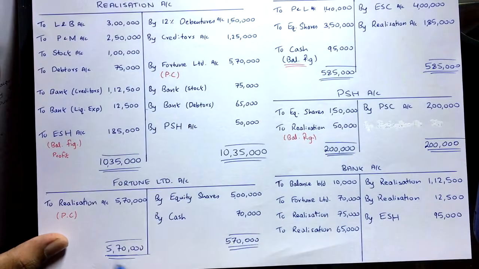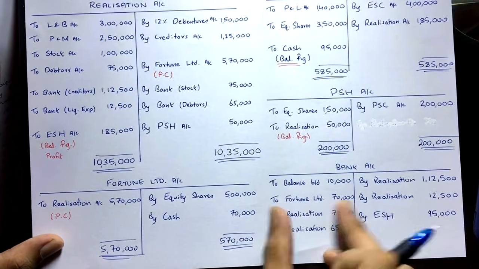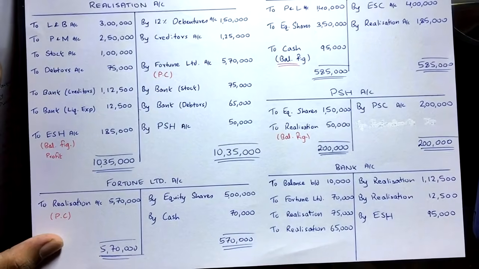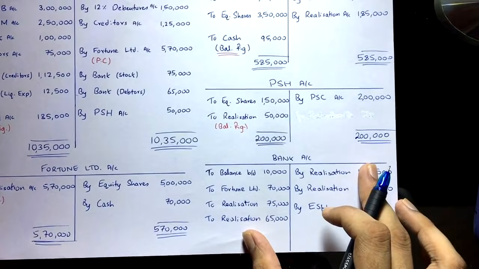Here, do you see any cash? Yes, by cash 70,000 on the credit side. Take it on the debit side by the name of the account: To Fortune Limited 70,000. Simple as that. Cross posting from all the accounts, and at last this account has to be tallied.